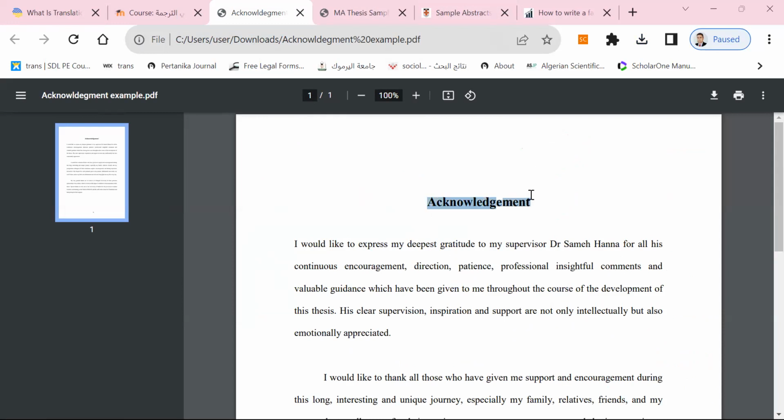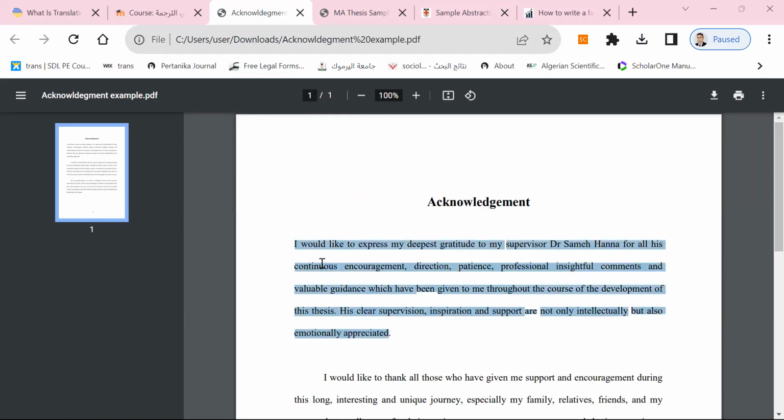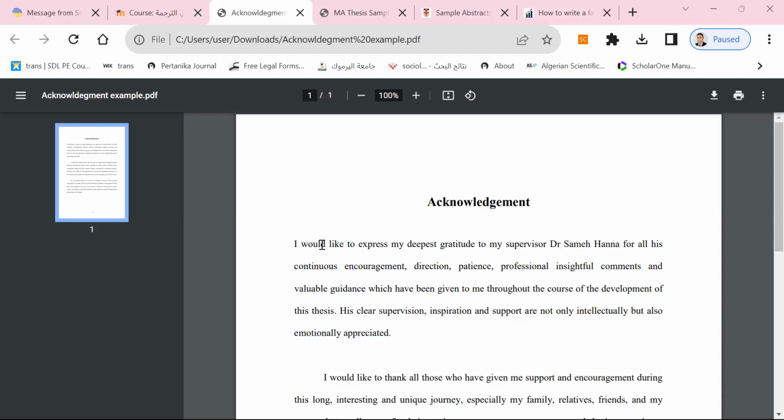Now I have the acknowledgement. The acknowledgement is very important and you have to include it. You should appreciate or thank your supervisor first. Look, this is a sample. By the way, in MA theses or PhD dissertations, we use the same style in writing the acknowledgement. I would like to express my deepest gratitude to my supervisor X for all his continuous encouragement, direction, patience, professional, insightful comments, and valuable guidance, which have been given to me throughout the course of the development of this thesis. His clear supervision, inspiration, and this is a kind of complimenting of your supervisor.